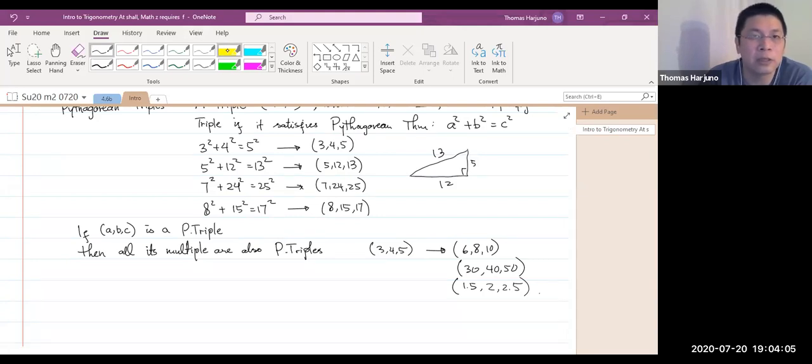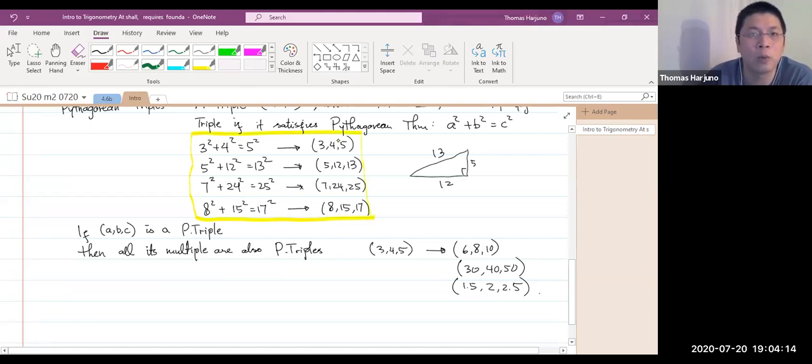And the reason I tell you this is because they show up a lot in trigonometry. So it'll be nice if you can memorize these Pythagorean triples. The one here, the one here, the one here. Memorize this as a triple. And remember, the largest number has to be on the hypotenuse.